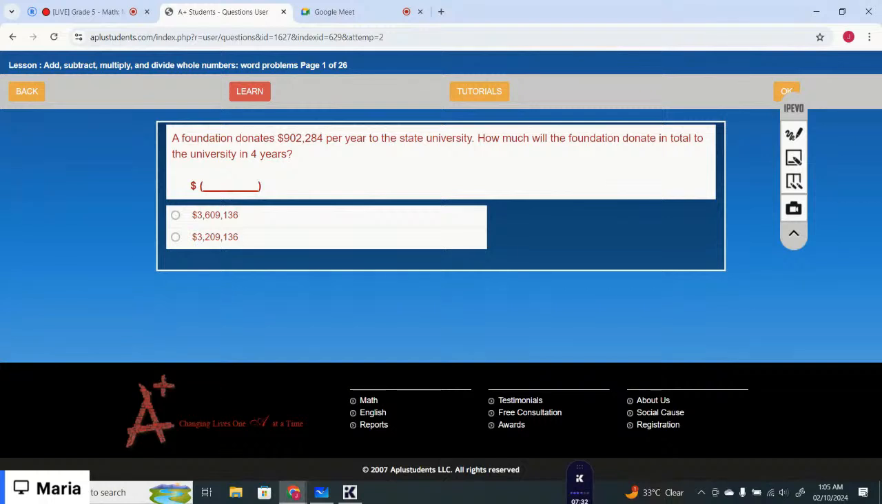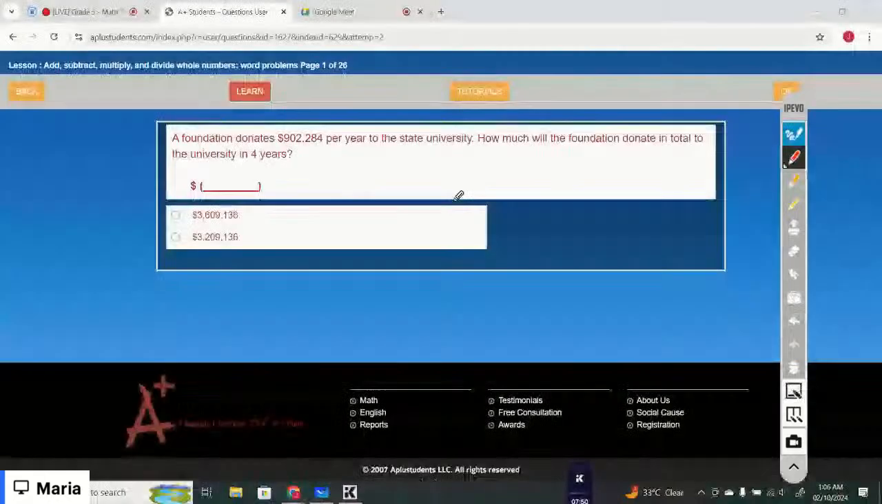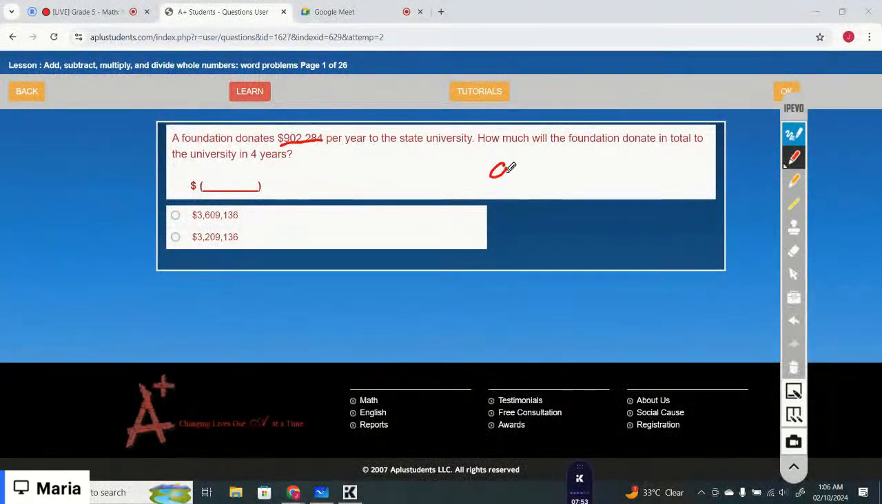Our foundation donates $902,284 per year to the state university. How much will the foundation donate in total to the university in 4 years? So every year they donate 902,284, right? You have to understand which operation you have to perform here. Each year they donate 902,284. You need to calculate how much they donated in 4 years. So you need to multiply this value by 4, right? So let's multiply this value by 4.